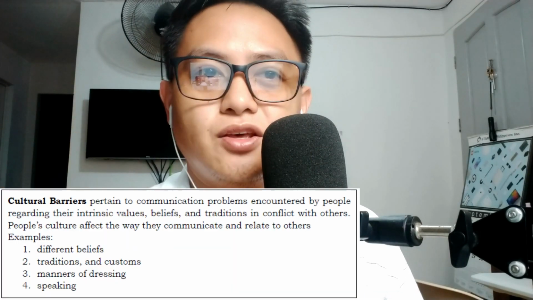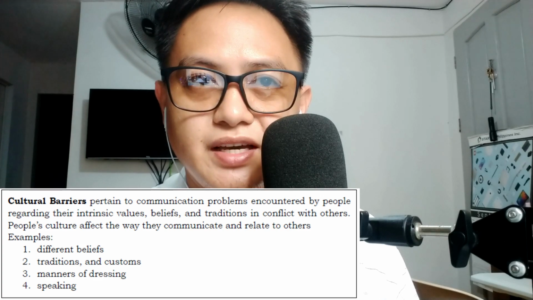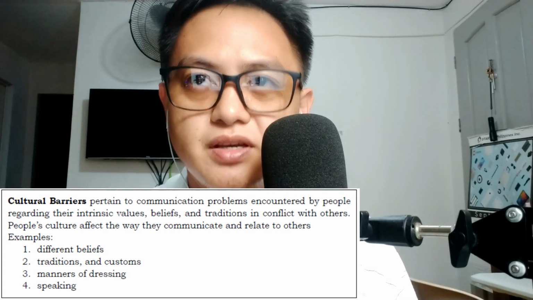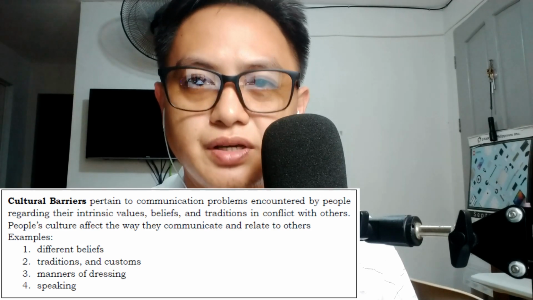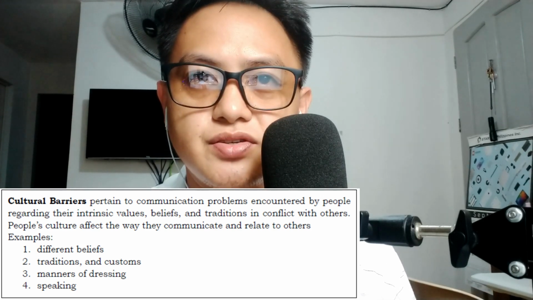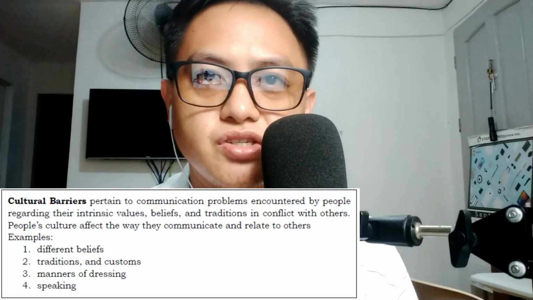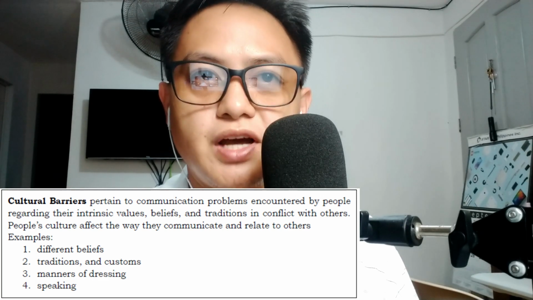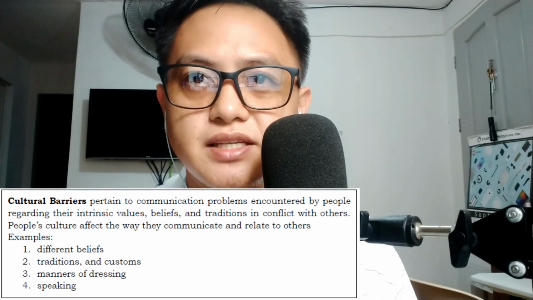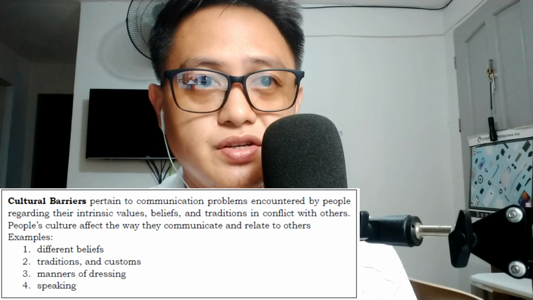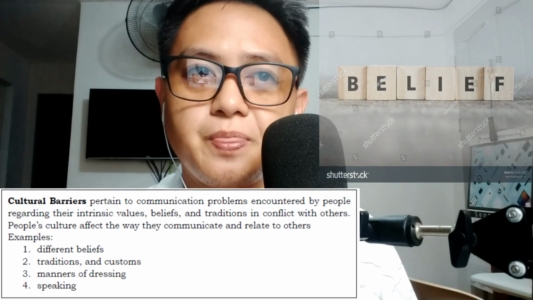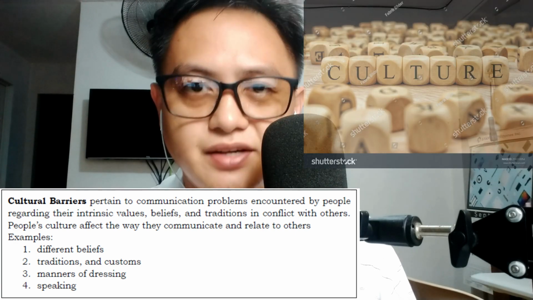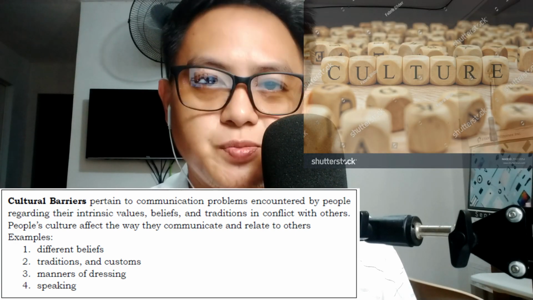Number 3, cultural barriers. Cultural barriers pertain to communication problems encountered by people regarding their intrinsic values, beliefs, and traditions in conflict with others. People's culture affects the way they communicate and relate to others. Examples: different beliefs, traditions and customs, manners of dressing, speaking.